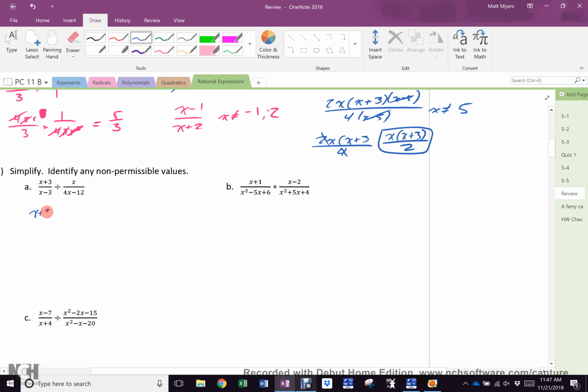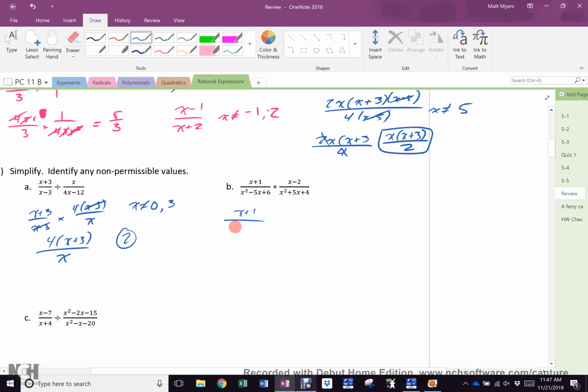That is x plus 3 over x minus 3 times 4x minus 3 over x. X cannot equal 0, nor can x equal 3, because you have to check both of them. Cancel, cancel. 4x plus 3 over x. 2 marks.